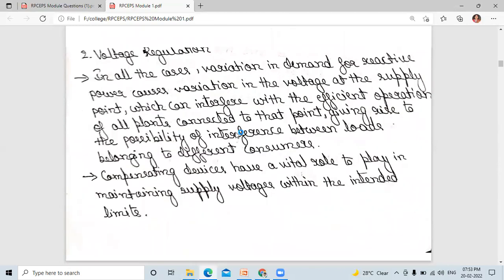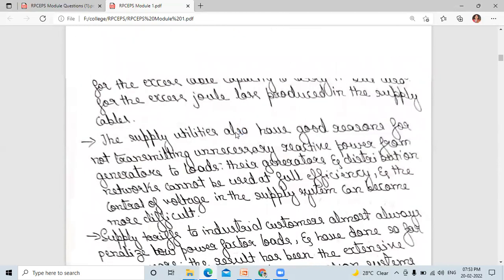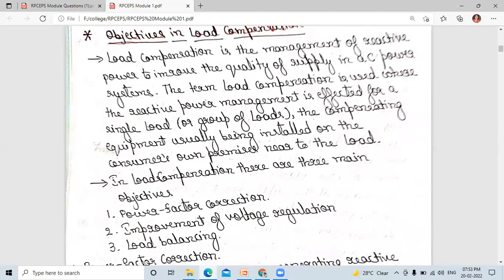This is the objectives in load compensation. There are 3 main objectives. One is power factor correction, one is improvement of voltage regulation, and third is load balancing. First, you mention the 3 main objectives. Next, you go on explaining.